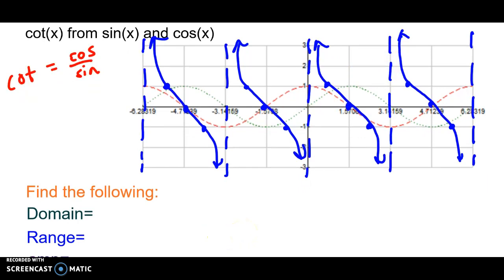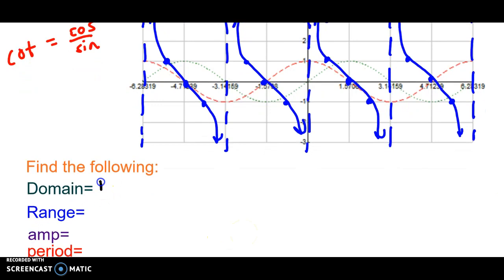So let's identify the following. Once again, for cotangent, the domain is all real numbers, except x has some vertical asymptotes in there. X cannot equal 0 plus pi n, that's one of my vertical asymptotes. So you're probably thinking, could I just put pi n? Yes, totally. 0 plus pi n is pi n. But I could have said pi plus pi n. It would still work. Our range, again, is negative infinity to infinity.